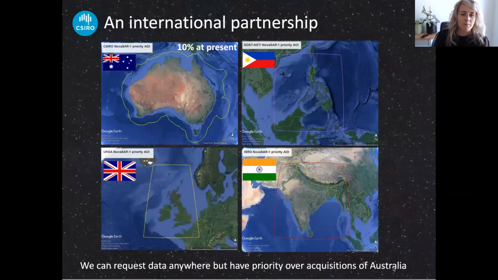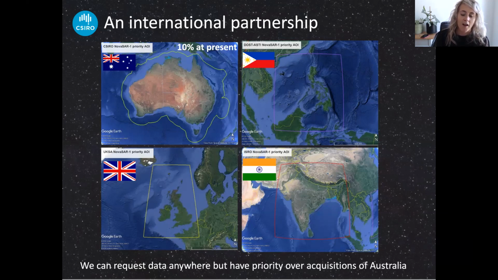One of the unique things about the Novasar mission is that it's actually an international partnership. And this is a partnership between Australia, the UK, India, and the Philippines. Each of these mission partners has fractional ownership of the satellite capacity. So at the moment, our capacity share is 10%.